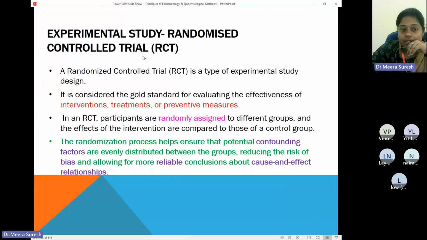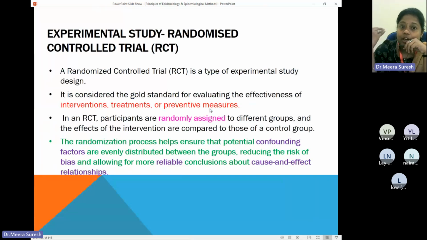So the experimental study, which is the RCT, is a gold standard for evaluating the effectiveness of an intervention, treatment, or preventive measures. Though I told you we can take smoking as an example, mostly RCT is used to know the effectiveness of a treatment method. Like the pharmaceutical companies, they introduce a new medicine or a new vaccine, and they want to know whether it is effective or not. So they will select a group of people, and in them they will give that particular treatment or vaccination, and they will have a comparator group in which they have not given that treatment, and then they make a comparison to know the effectiveness.